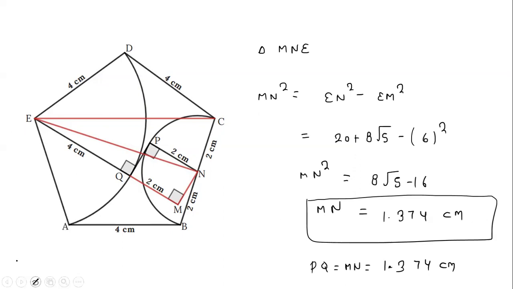So now we know the MN distance, and initially we saw that QPNM is a rectangle. So this MN distance is equal to this QP distance, which is the PQ length we have to find out. So it will come as 1.374 centimeters. So in this way we can solve this problem.